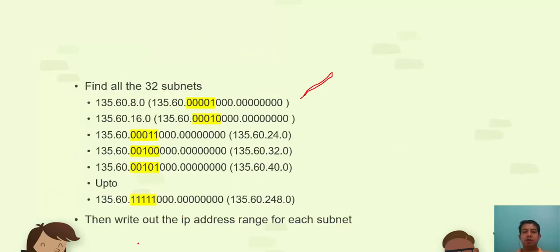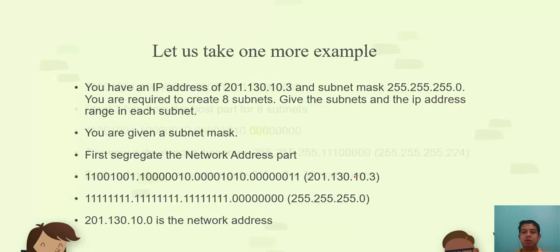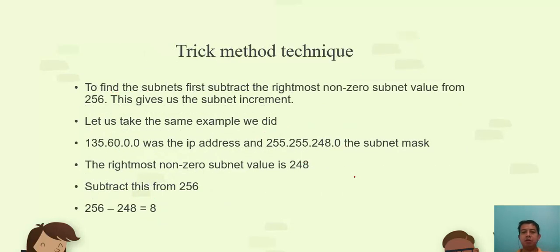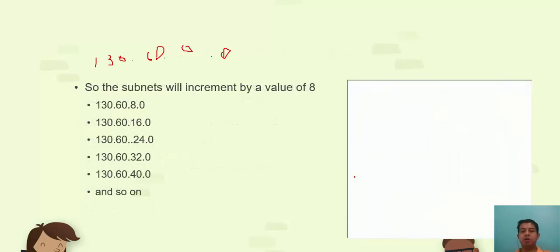Look at it. When we did it in the binary method, look at the IP address: 135.60.8.0, 135.60.16.0, 135.60.24.0, 32, 40, like this. This we got doing the normal binary way. Now using the shortcut method, we have also arrived at the same answer. Clear? So these are my different subnets.